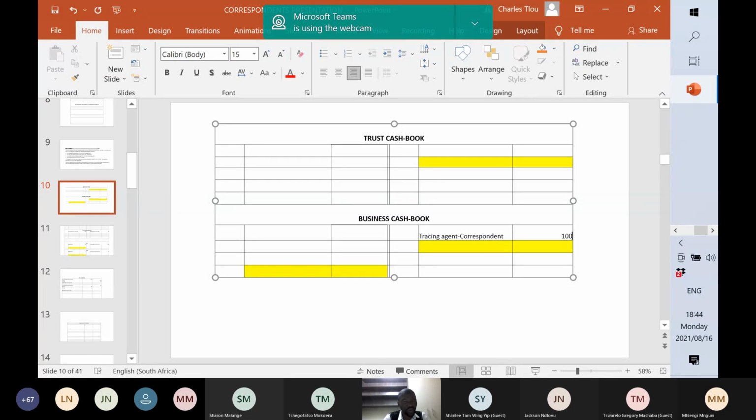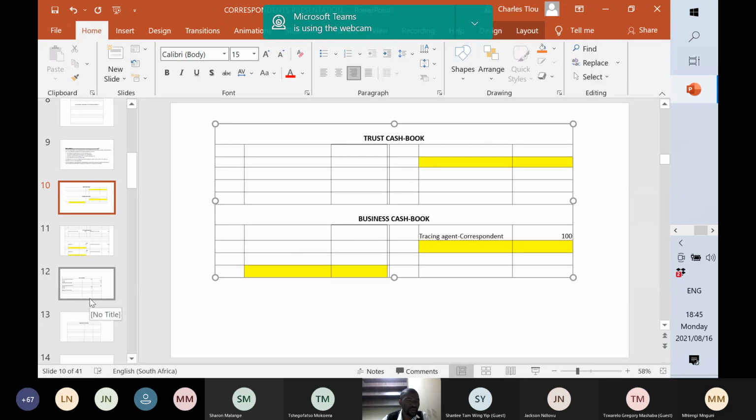And then you are going to debit. Now, before we even get there, you say, on whose behalf am I paying this tracing agent's fee of 100 rand? You are paying from your own business account. That means somebody must owe you this money. So far we all know that you are paying this tracing agent on behalf of the correspondent. That means the person that you must debit is the correspondent's business. Remember, business here will always go with business. Therefore, you are going to debit the correspondent's business ledger account.